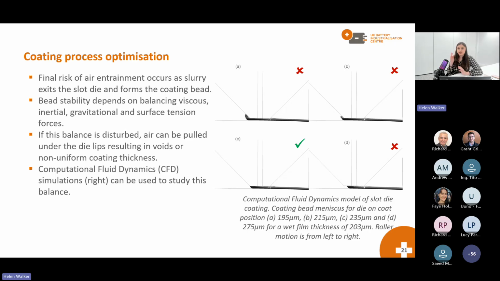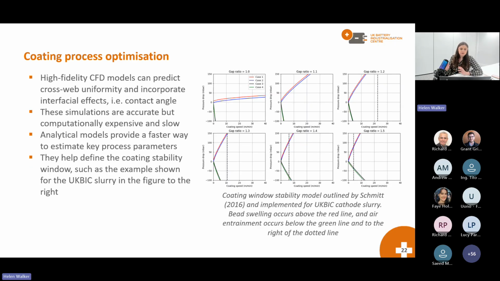So as an alternative to this at UKBIC, we have another tool, which is an analytical tool, which is just the implementation of a model taken from a book. And for those of you who've seen stability windows before, this will look familiar. But what we can do in this tool is we can pull in the rheology, the surface tension, and the geometrical parameters that we're interested in. We can run this analytical model that was developed by Schmidt, and it will tell us for those parameters whether we risk entraining air.